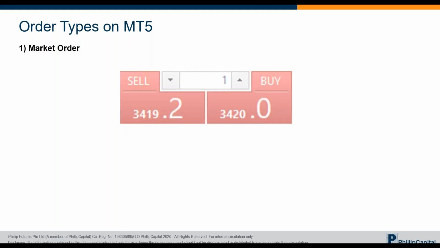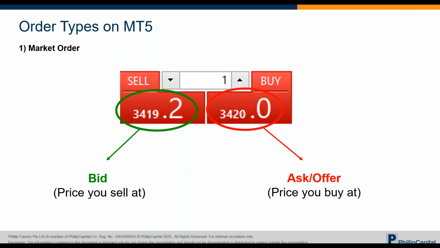Okay, so in every contract, you will definitely see this bid and ask quote. Bid is the price to sell, and ask is the price to buy. The difference between the bid and the ask is also known as the spread. So for a market order, what it means is that you are looking to buy or sell a particular contract immediately at whatever price the market is quoting.